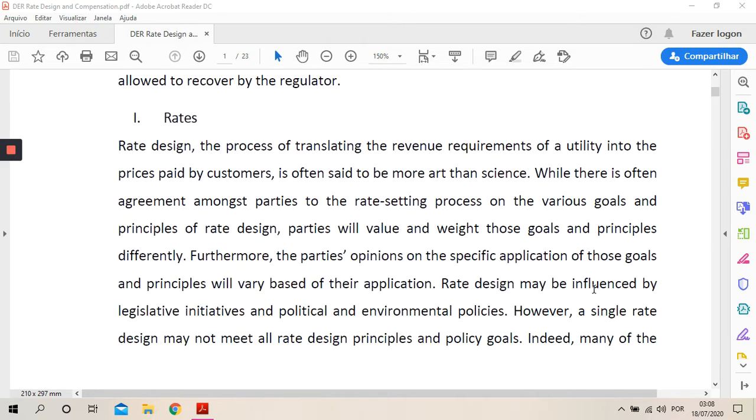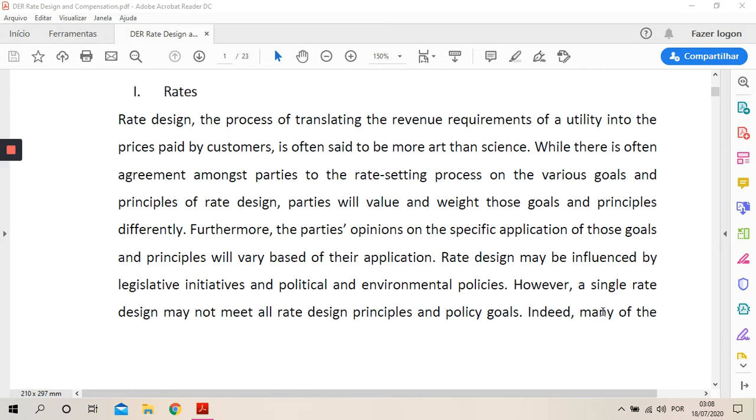Number one, let's see the rates. Rate design, the process of translating the revenue requirements of a utility into prices paid by customers, is often stated to be more art than science.